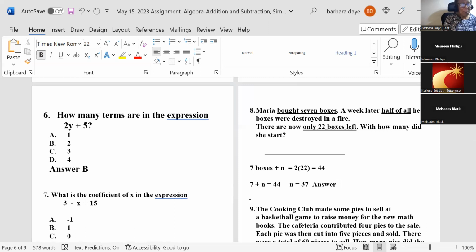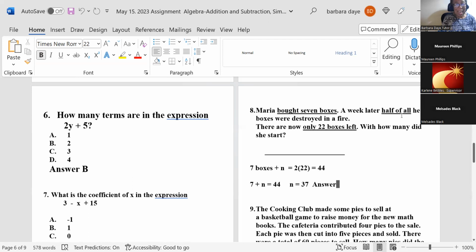Okay. 7 plus N equals 44, right? Yes. Of that 44, she bought 7, right? So how many did she start with? 37. She started with 37. She bought 7, so that brings it to 44. Half destroyed, that's 22. Correct? Half of 44 is 22. So all we need to do was to take away 7 from 44 to get the answer. That was a tricky one.